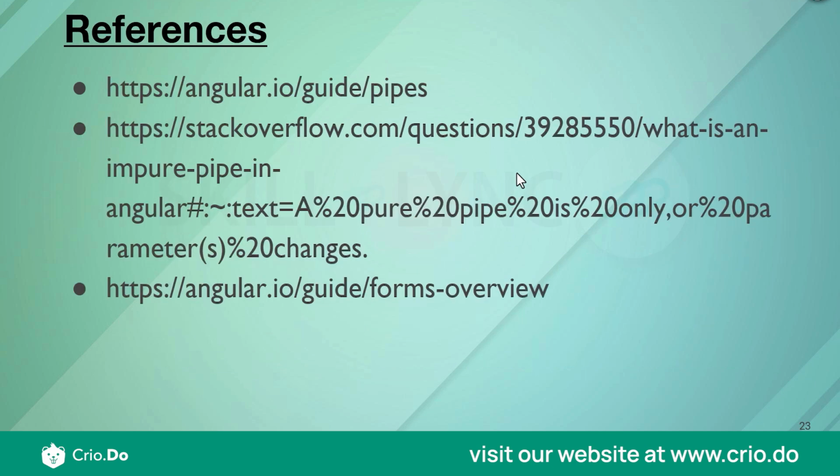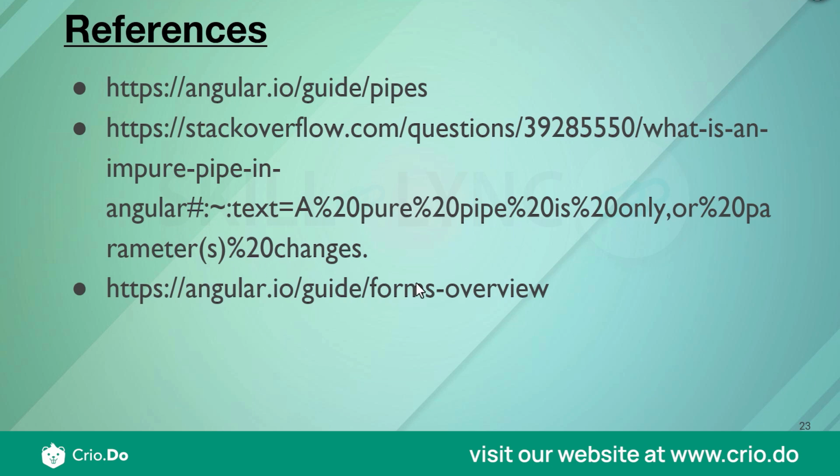With that said, these are a few reference links which I want you to go through for this session. I've also included a Stack Overflow link, which will give you a bit more understanding about what a pure pipe and an impure pipe are. That's why I've included the second link. Go through that and you will understand it better. I have also included a link on forms overview.